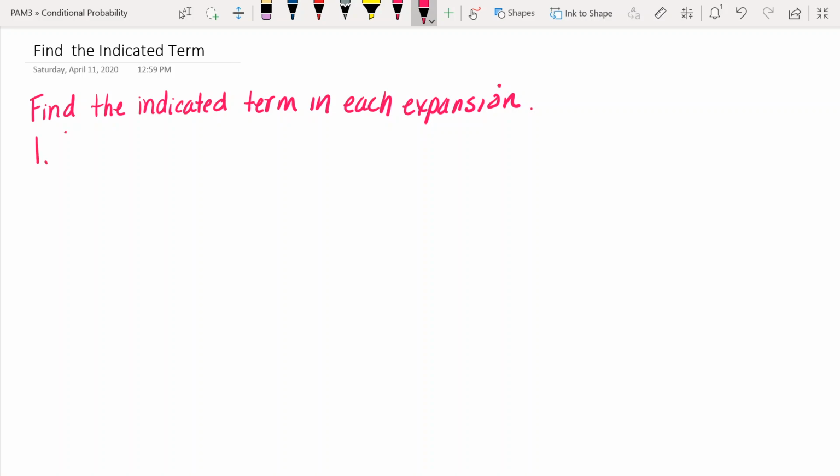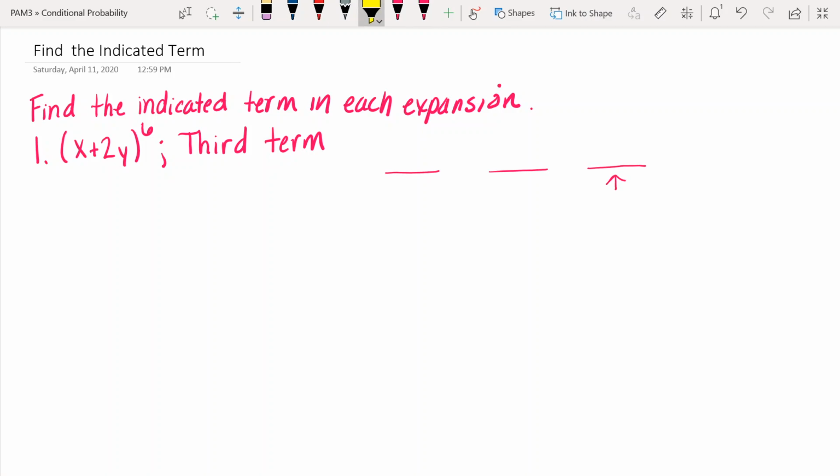Number one, we're going to have x plus 2y raised to the sixth power. And I don't want you to expand the whole thing. I just want to know what the third term is in this expansion. So we don't need to do the whole thing. We need first term, second term, third term. This is the one that I need.